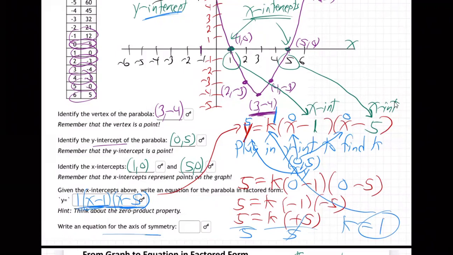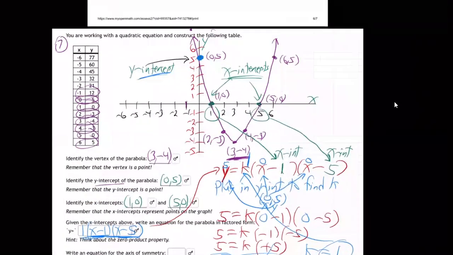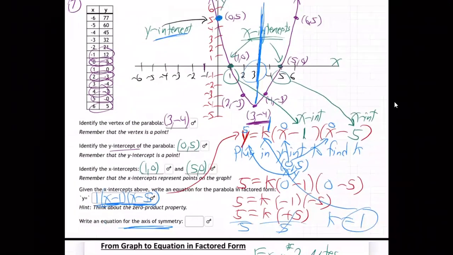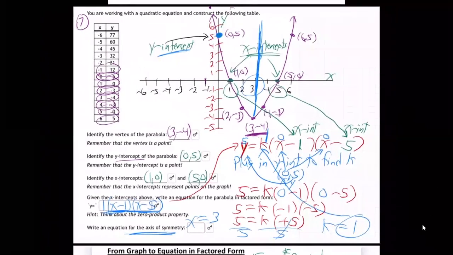And what's the axis of symmetry? The axis of symmetry is the line right here that goes right down through the middle. That's x equals 3. It goes right through 3 on the x-axis. x equals 3. There we go. We got all that from graphing, putting those table values into a graph.